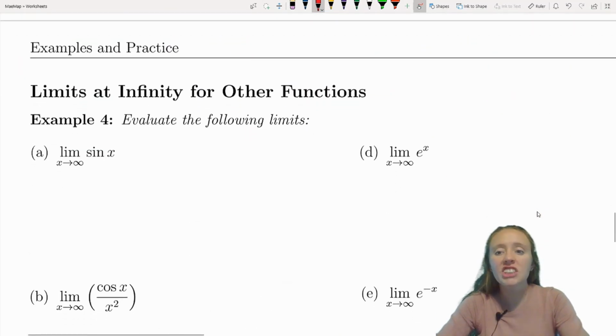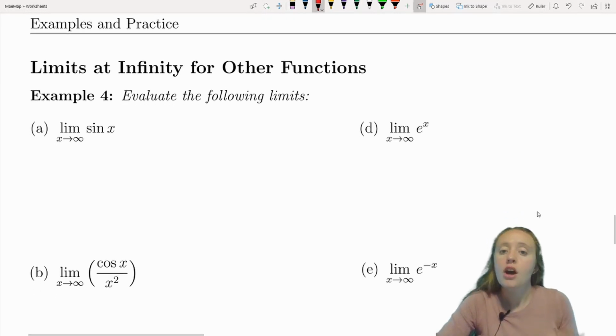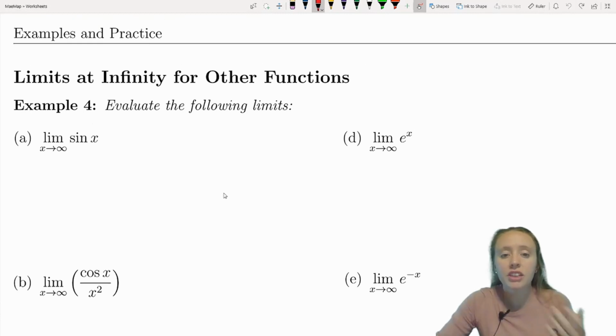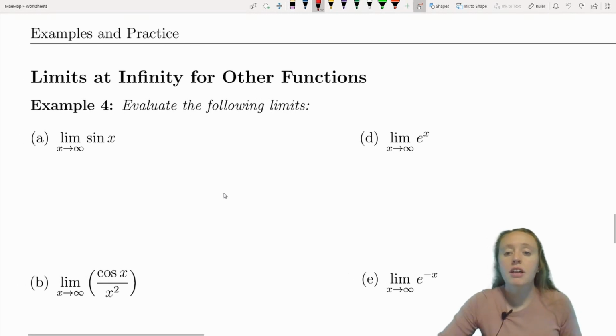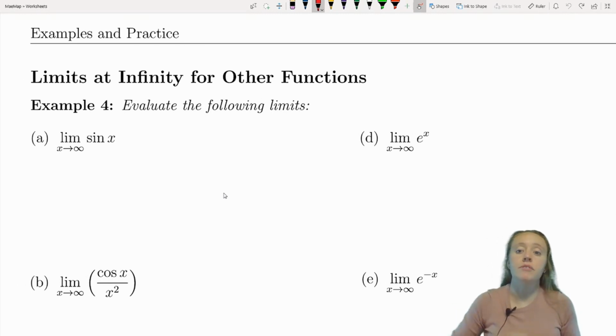Now, let's quickly just discuss limits at infinity for other functions other than polynomials and rationals, like trig functions, or e to the x, or even the ln of x. If we look at part A, the limit of the sine of x as x approaches infinity, could we use the squeeze theorem for this?